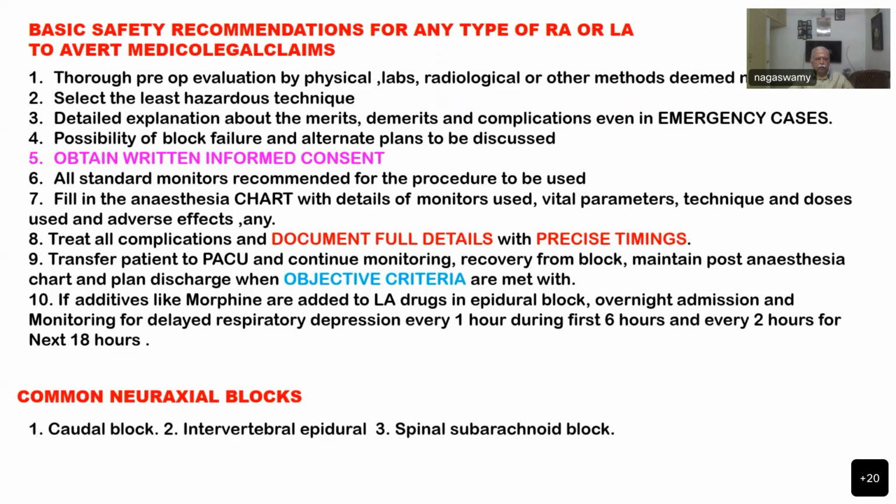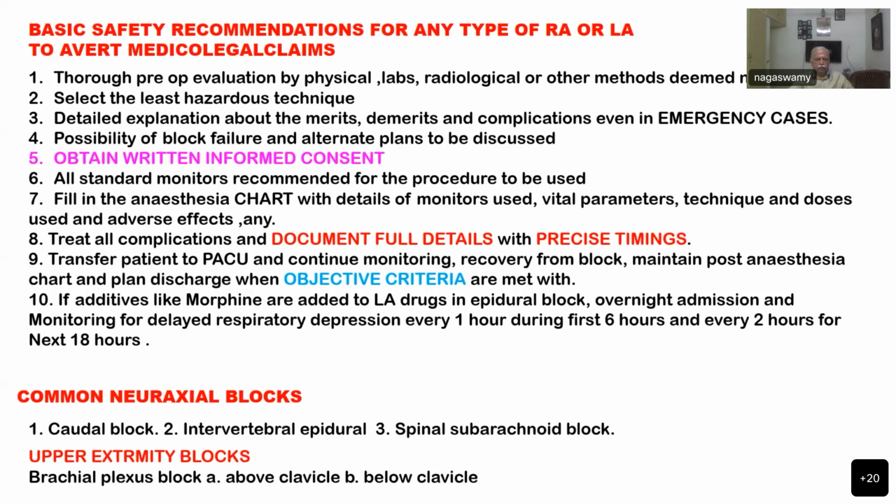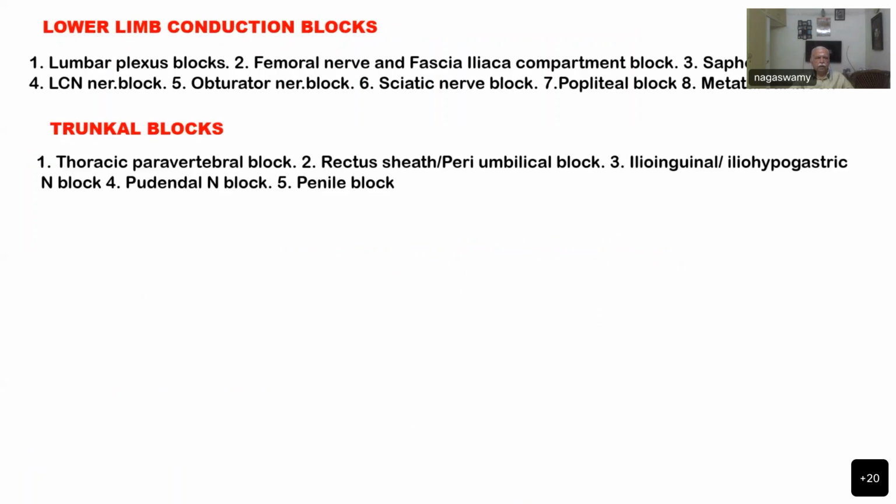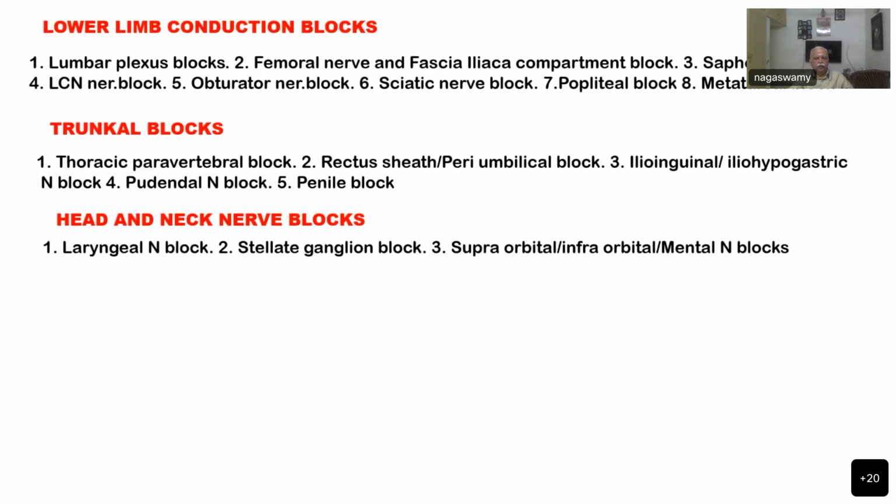Common neuraxial blocks you can give are caudal block, intervertebral epidural, and spinal subarachnoid block. Upper extremity blocks commonly performed are brachial plexus, which can be above or below the clavicle. Above is interscalene and classical supraclavicular. Below is infraclavicular. Lower limb blocks: lumbar plexus, femoral nerve, and fascia iliaca, saphenous nerve block, lateral cutaneous, obturator, sciatic, popliteal, and metatarsal blocks. Truncal blocks: thoracic paravertebral, rectus sheath or periumbilical block, ilioinguinal or iliohypogastric, pudendal nerve, and penile block. Head and neck nerve blocks: laryngeal nerve, stellate ganglion, supraorbital, infraorbital, or mental blocks. And local anesthetic topical applications.